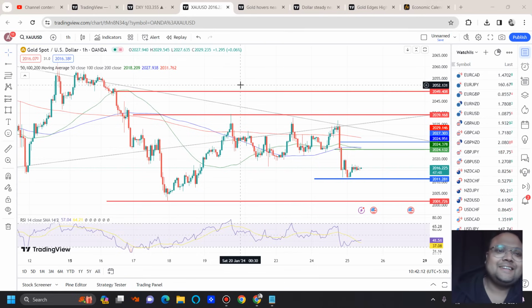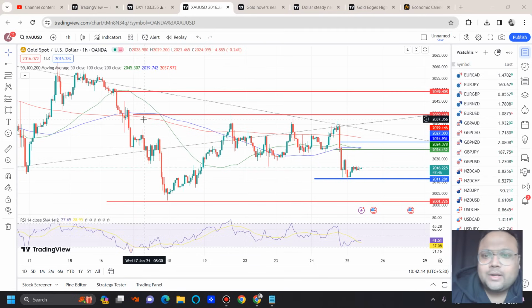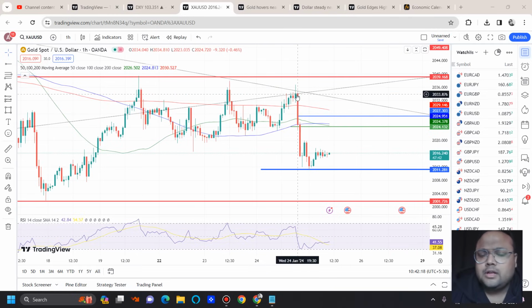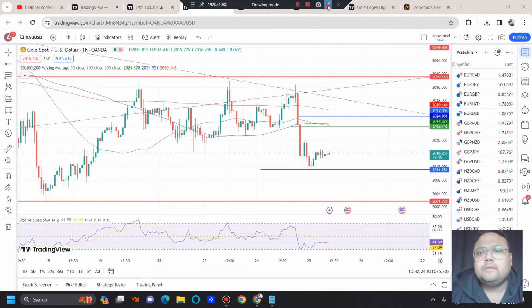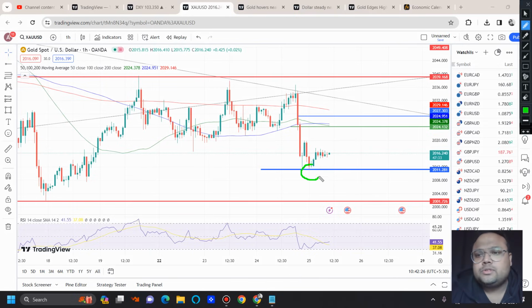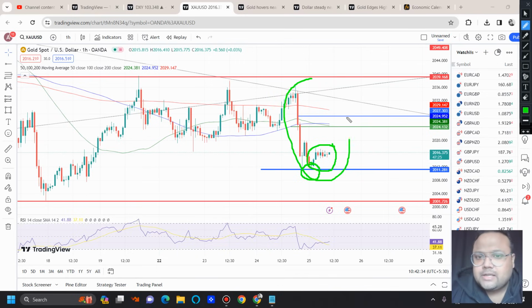So let's get started. My dear friends, this is the 1 hour chart of gold USD in front of us. Yesterday, gold showed a good amount of selling and made a low of 2011, and right now it is trading at 2016. Though it has taken support around 2011, we can see that the bounce doesn't have much strength.